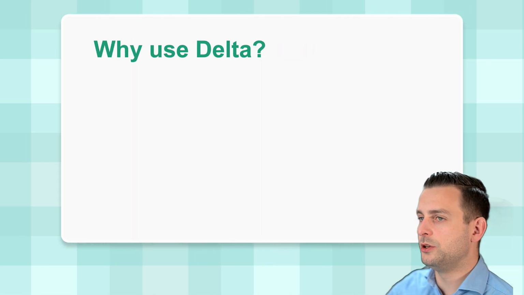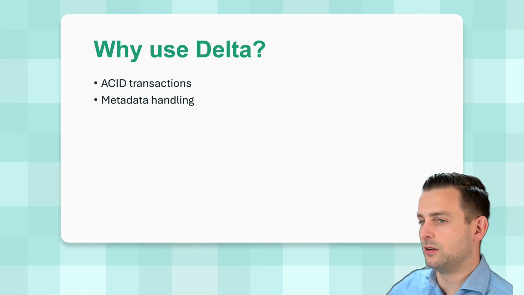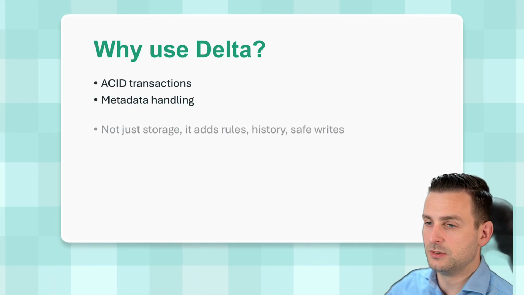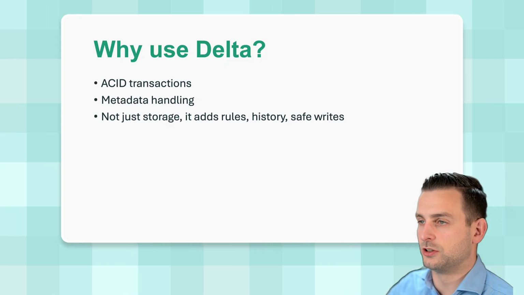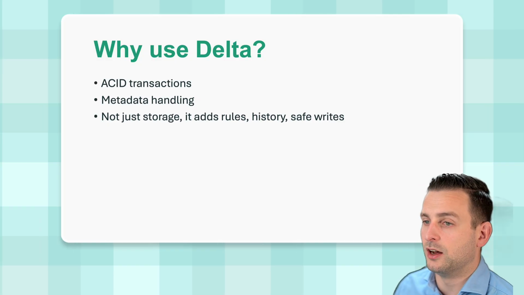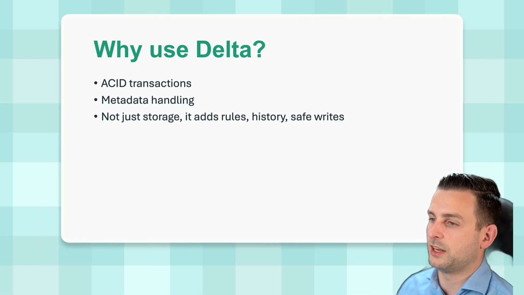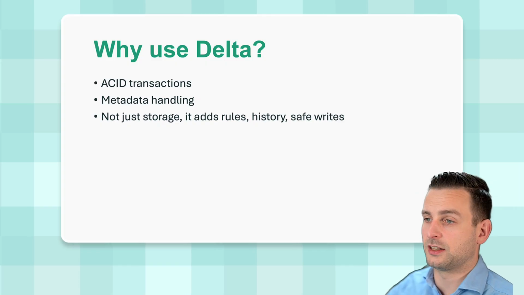So why would we use Delta? We will use Delta to create ACID transactions. We would like to have metadata handling, and we want to add things beyond just storage. I mean, in a CSV file or a JSON file, or even a flat Parquet file, we can store data. But Delta adds rules, history, safe writes, and concurrent writes get handled correctly.